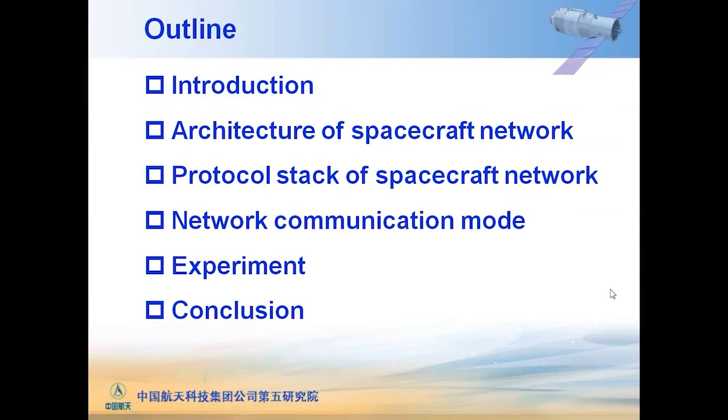The outline of my paper is as follows. The first part, I want to introduce the background of this research. The second part is the architecture of spacecraft network. The third part covers the protocol stack of spacecraft network. And then we introduce experiment results. Finally, a simple conclusion is given. Well, let's move on to the first part of this topic.